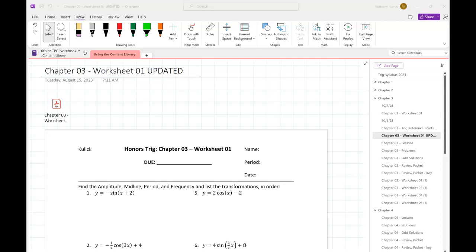Let me make sure that's represented correctly in the grade book. Yes. Chapter 3, problem set 1. Edit. Chapter 3, worksheet 1 should not be on there. Adjust that one.